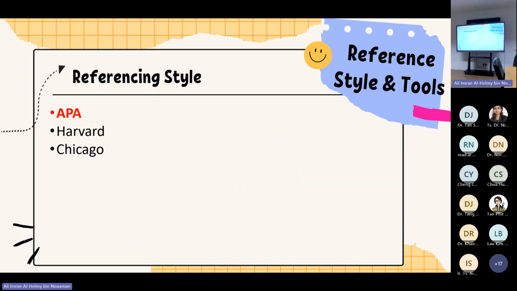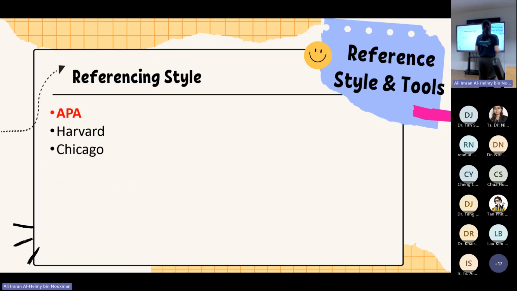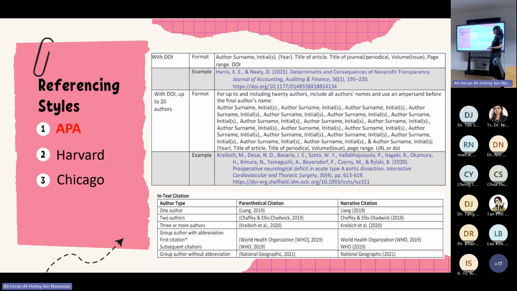Okay, that's all about the supervisor's role, and also from the point of view of the FYP coordinator and the FYP committee. Okay, next is the referencing style. This is what UOW requires. There are many reference styles out there, but we stick to APA. We have to stick to the APA referencing style.